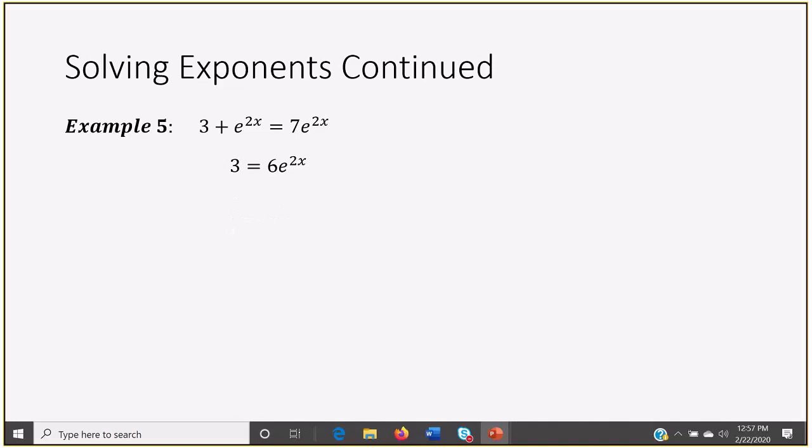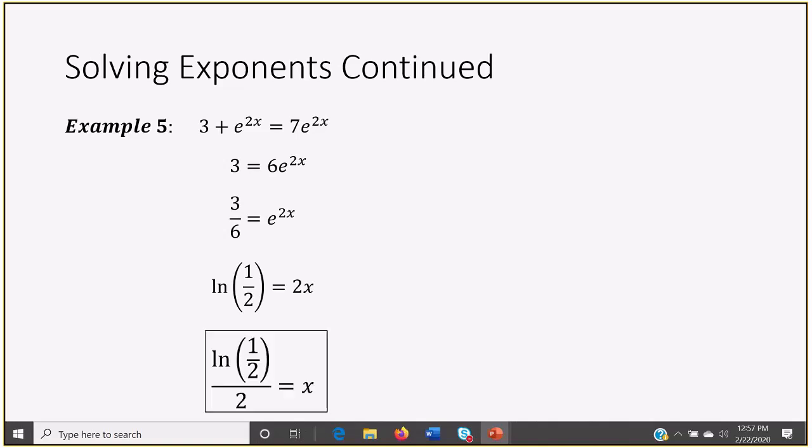And then anytime I have an exponential, usually my goal is to get that exponential by itself. So I'm going to divide both sides by 6. I kind of did two steps here. 3/6 reduces to 1/2. And then if I translate e to the 2x, I will get the ln of 1/2. Divide both sides by 2, I get x is equal to ln of 1/2 divided by 2.